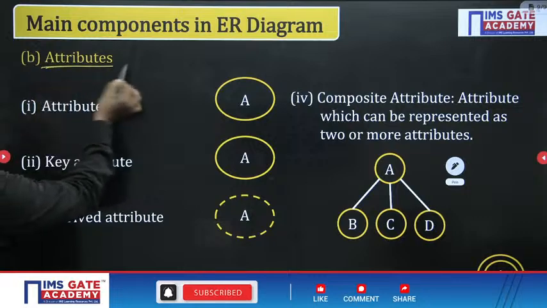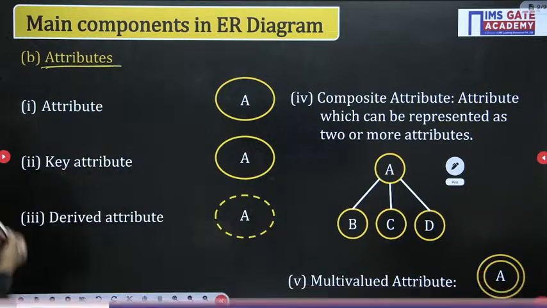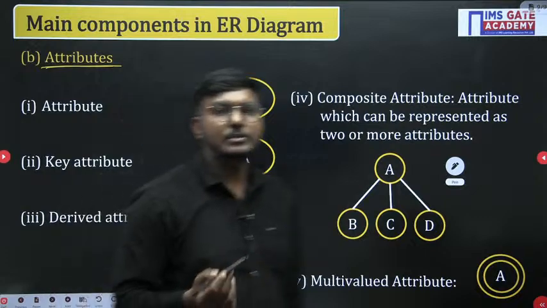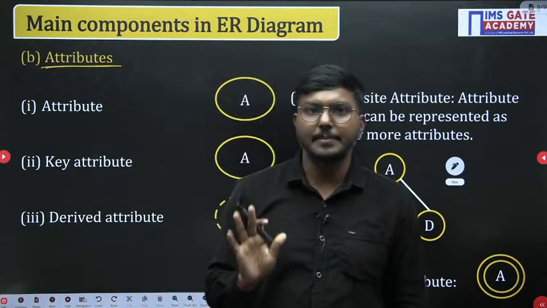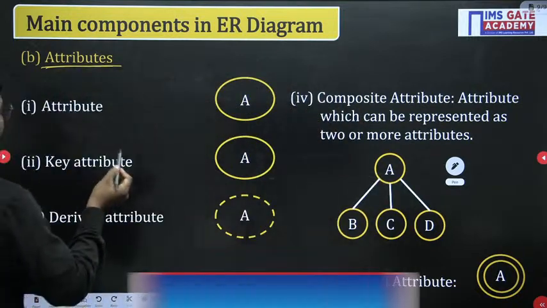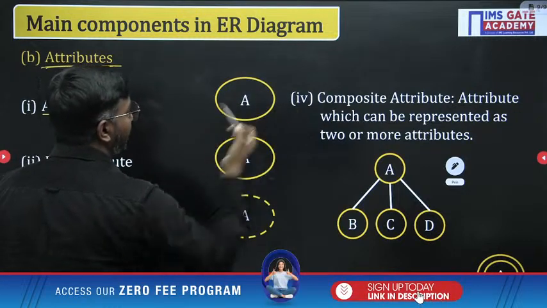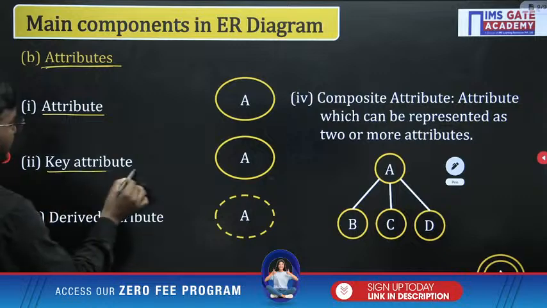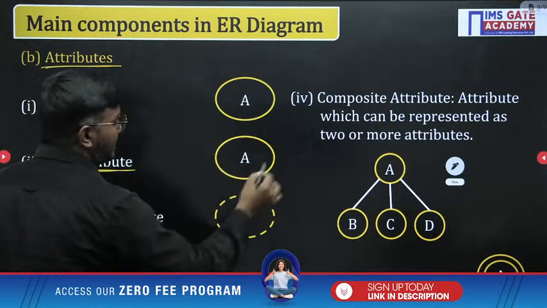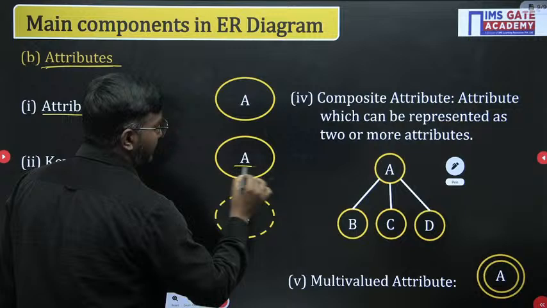Fine. Now see, next is our attributes. Attributes are used to define the properties of any entities in the entity sets. Now see what types of attributes we can have here. We have normal attributes, which we represent through the oval shape. Now we have the key attributes. Key attributes are also oval shapes, and the attribute will be underlined.